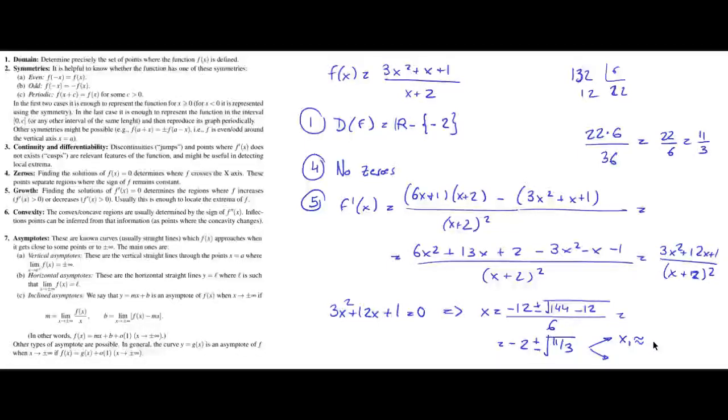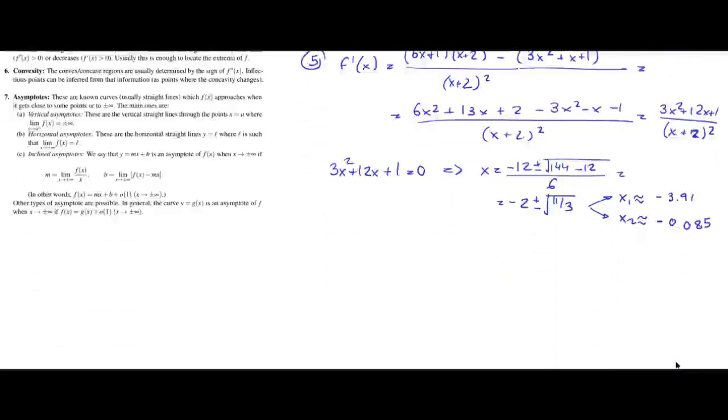If you compute this numerically, it's approximately equal to minus 3.91 for the negative root, and minus 0.09 for the positive one, so very close to 0. Let me go back here.